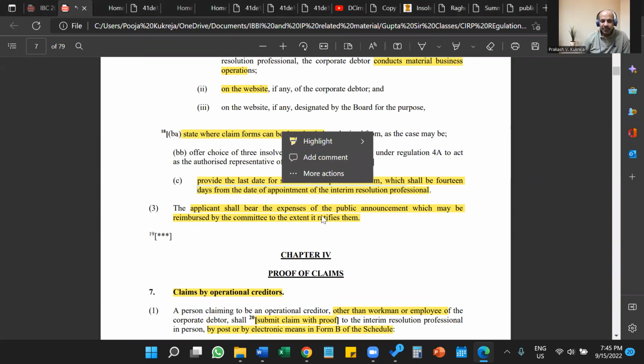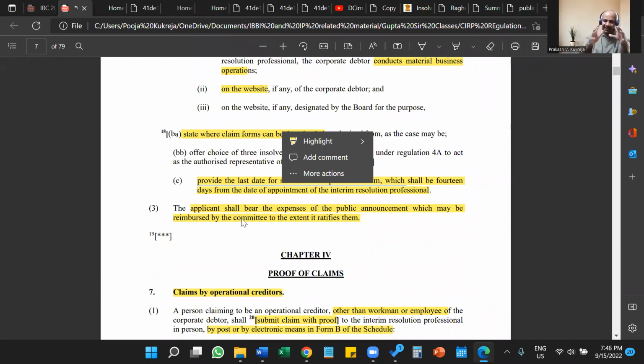The applicant shall bear the expenses of public announcement, which may be reimbursed by COC to the extent it ratifies. Now, this is very important. And I had this exact question in my exam as part of the case study. They had given a long case study, 1.5 pages. They had mentioned the applicant name and lots of things. So the question was, who will bear the expenses of the public announcement?